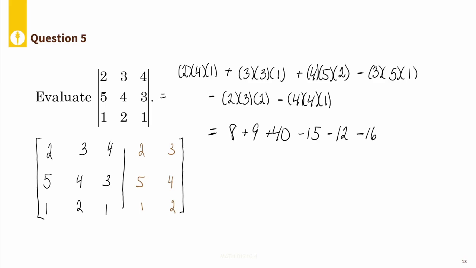Eight, 9, 17, 57. 15 and 16 is 31. 43. So 57 minus 43. 14. Yeah? Look, even a 3x3 determinant's not too bad, is it?